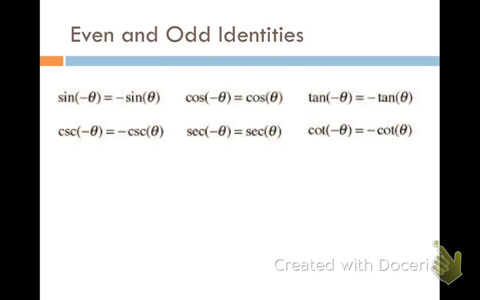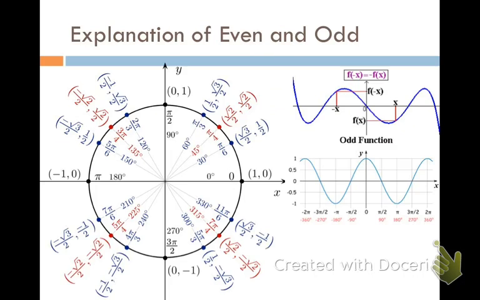The even and odd identities, again, pause, jot these all down. Again, it looks overwhelming to just see it all written out, so I'm going to go through an explanation with both the graphs and the unit circle. So pause if you need to jot this down. So this comes from the idea of even and odd functions graphically. An odd function has rotational symmetry around the origin, and an even function has reflectional symmetry over the y-axis.